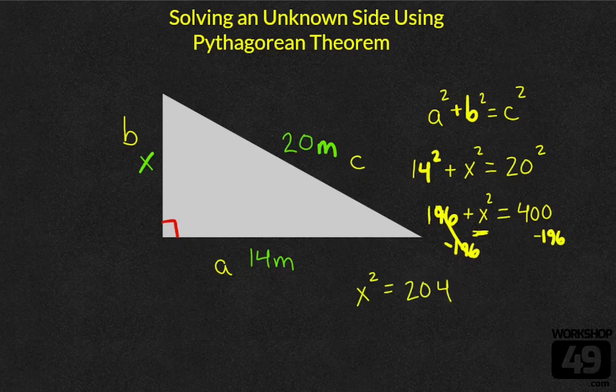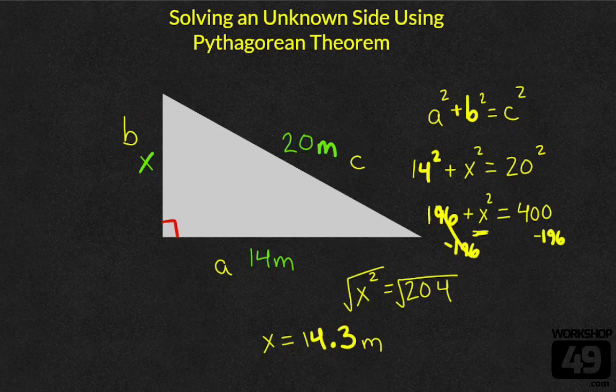And now we're right back where we were in the first example, where it's just x squared equals a number. We are free to do the square root of both sides, leaving us with a final answer of x equals 14.3. We can check our units. It's an m for meters, so we can fill in meters.